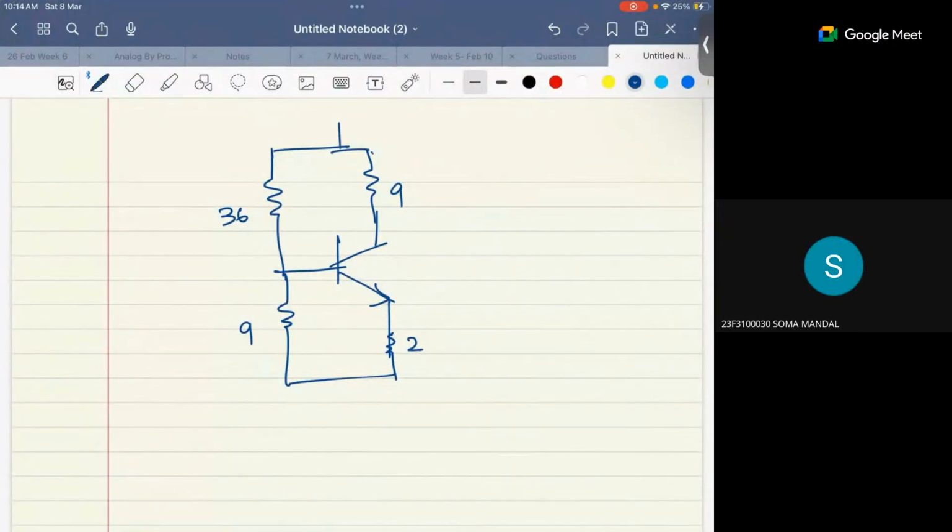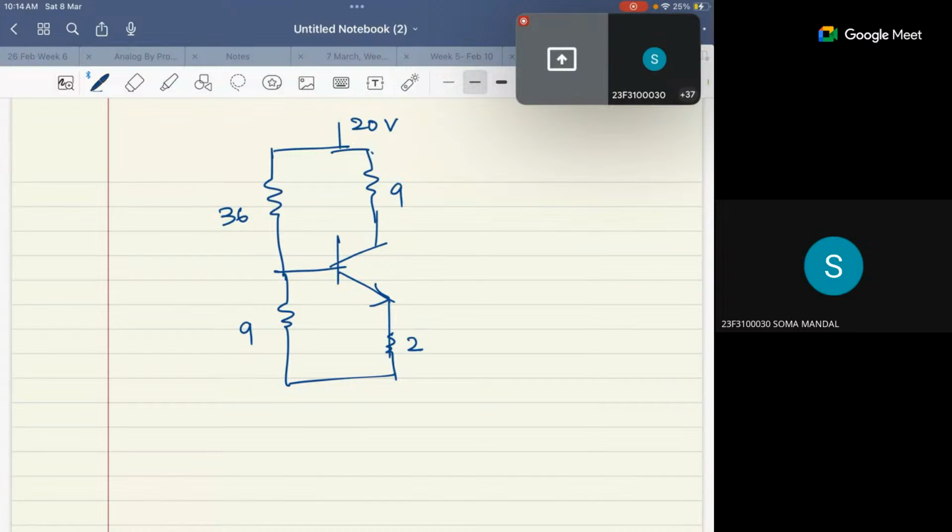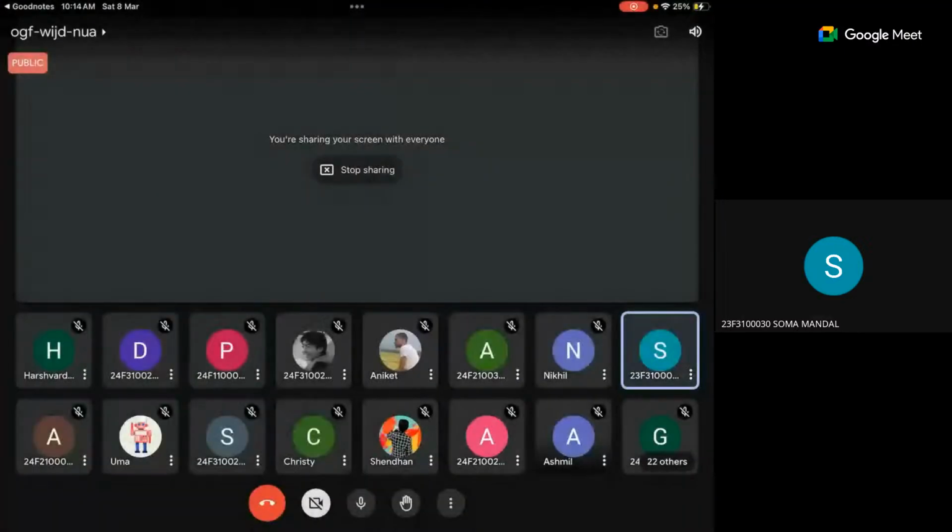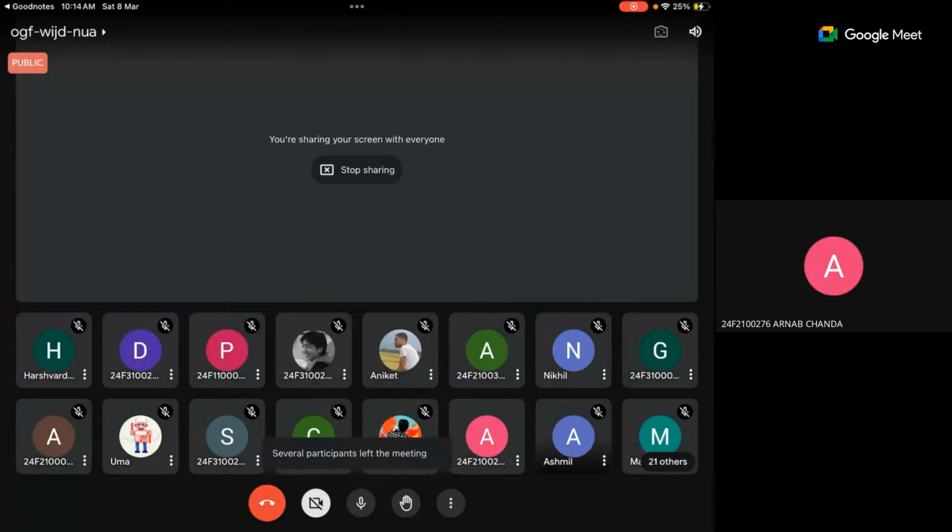Sir, are you writing something? It's not visible. No, sir, not visible. It's visible. You can't see it? Yes, you can. Oh, okay.